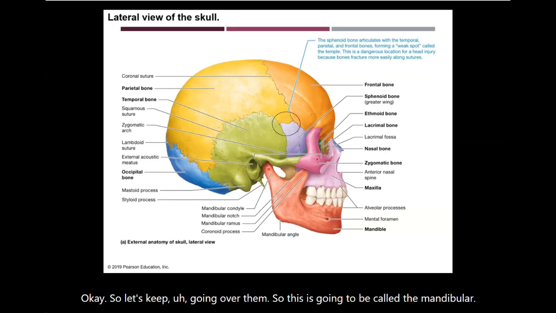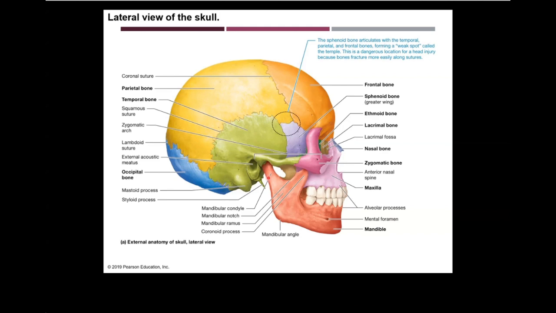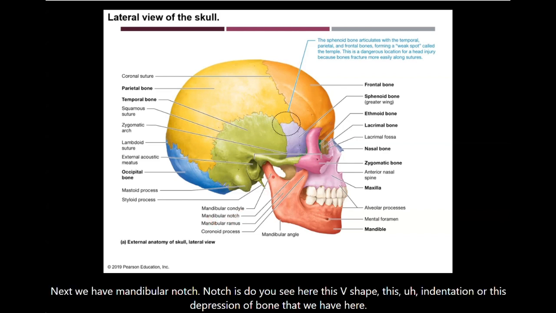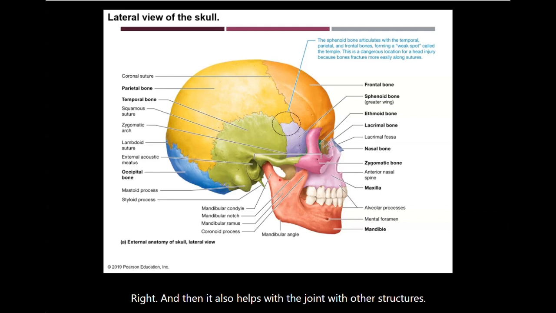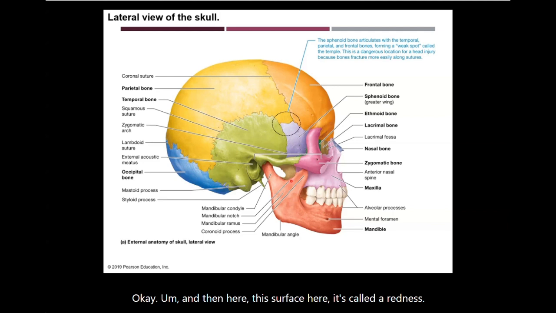So this is going to be called the mandibular condyle. Like we said, a condyle is this rounded projection at the end of a bone that is part of a joint. All right, so we covered condyle. Next, we have the mandibular notch. Do you see this V shape, this indentation or depression of bone that we have here, right? It also helps with the joint with other structures, right? That's going to be a notch, and we're going to see notches in other places, okay?